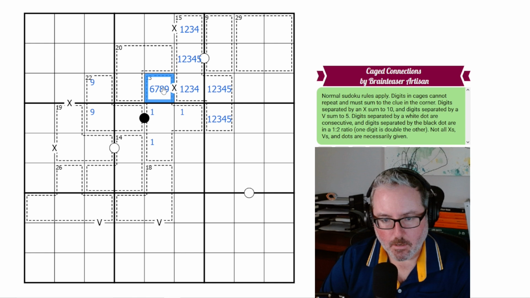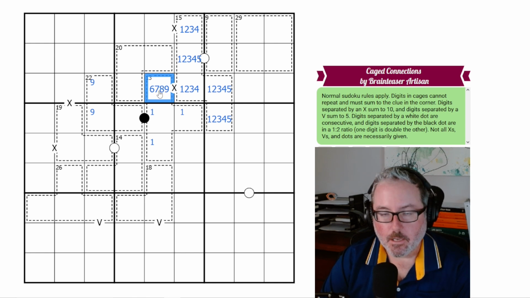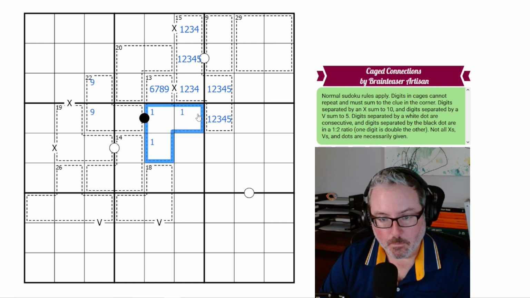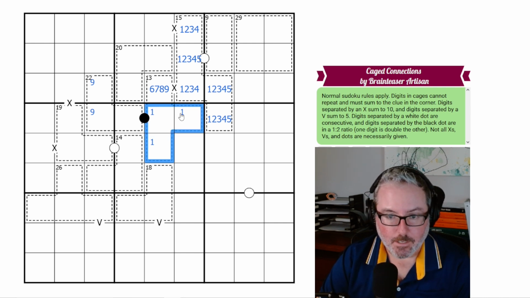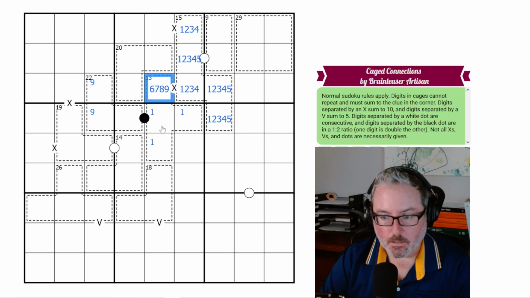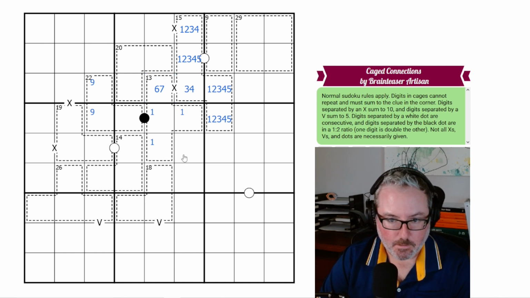Now, could we ever put a 9 in this cage right here? And the answer is no, because the very minimum we could put in these things would be 1, 2, 3, which is 6. That would give us 15, too high. We can't put an 8 in there for the same reason, because we'd have 6 plus 8 is 14. So that gets us down to a 6, 7 pair, which means we can remove the 1, 2 from here at the moment.